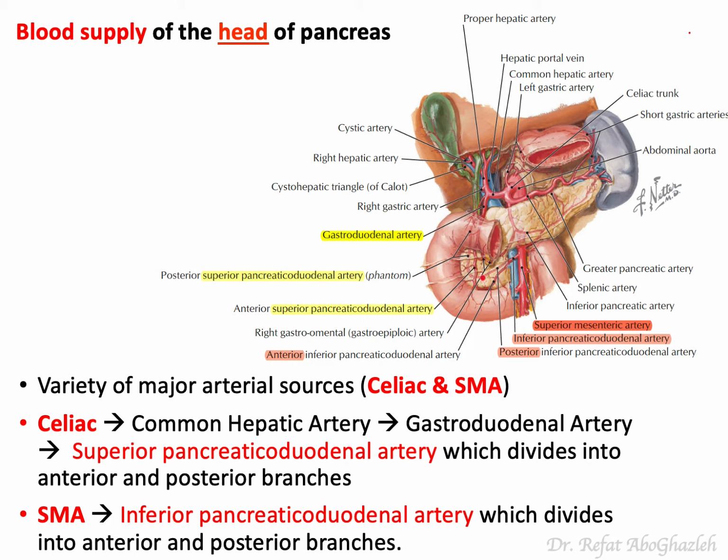So the head of pancreas gets its blood supply from the celiac trunk and from the superior mesenteric artery, in which I think you remember that the celiac trunk gives a couple of branches. One of them is the common hepatic artery. The common hepatic artery gives the gastroduodenal artery that passes behind the first part of duodenum.